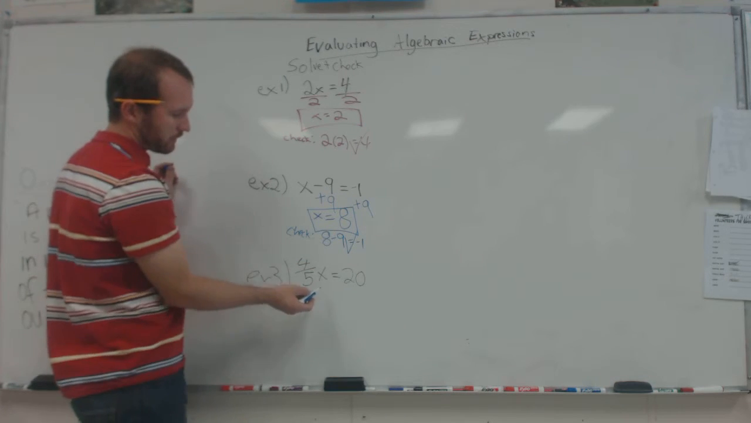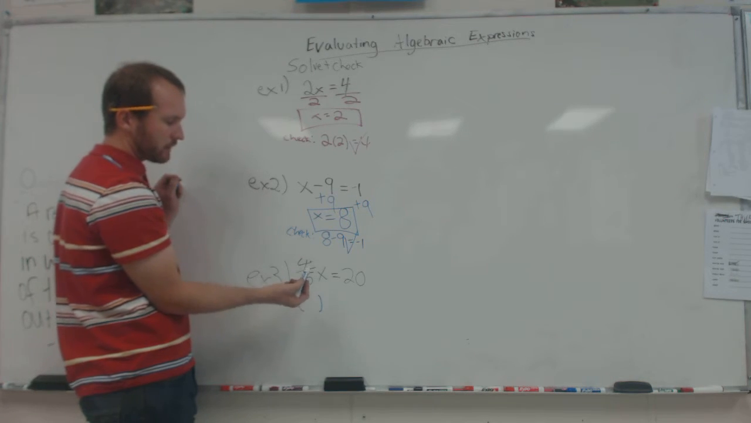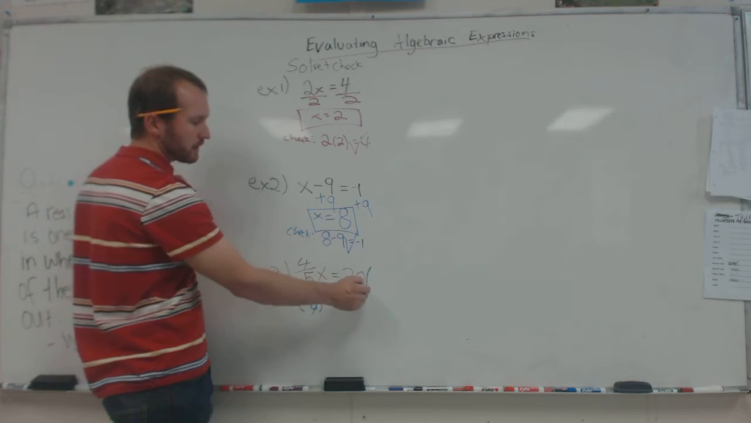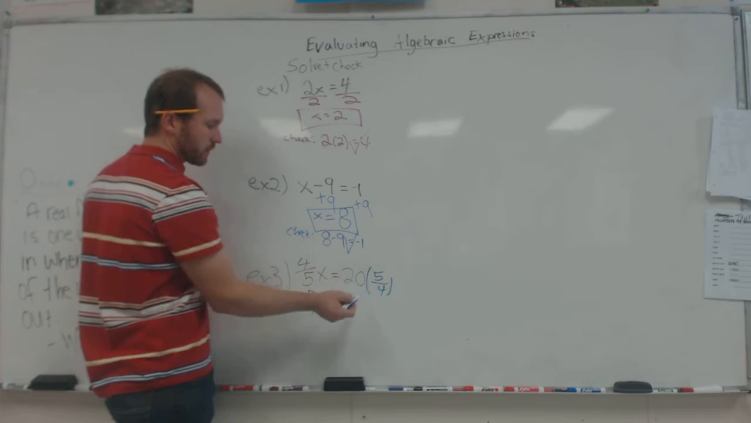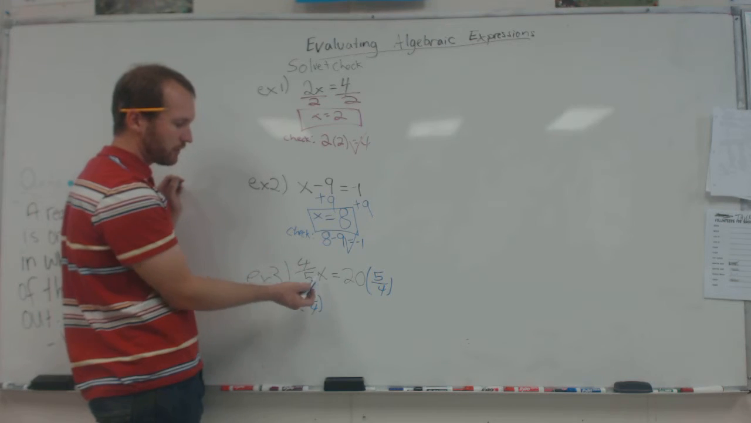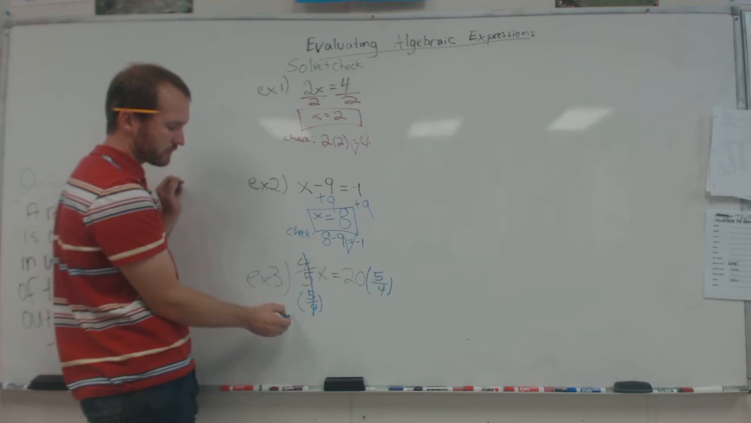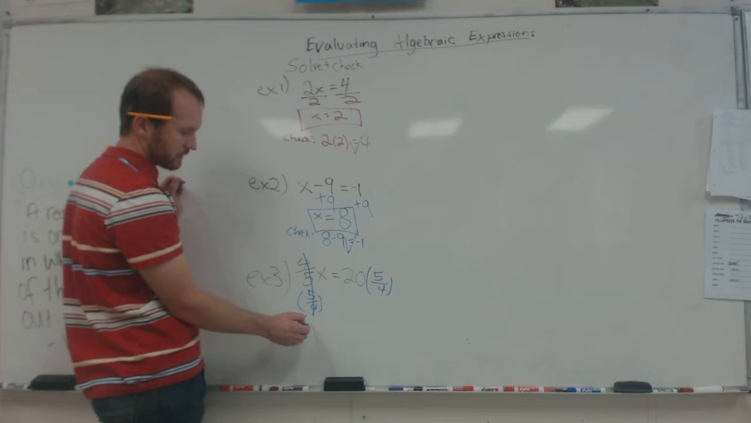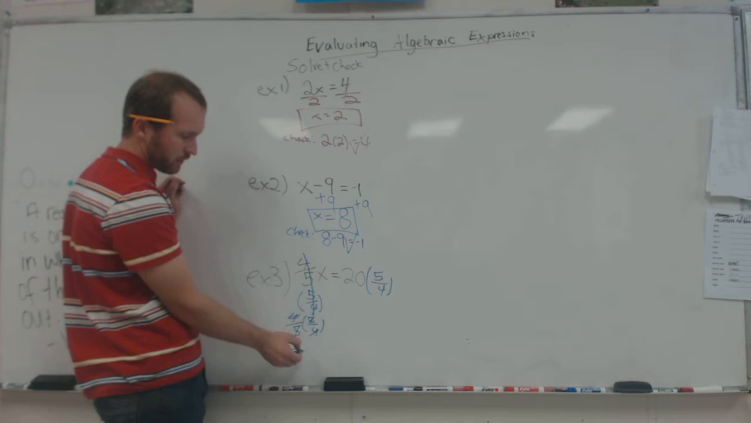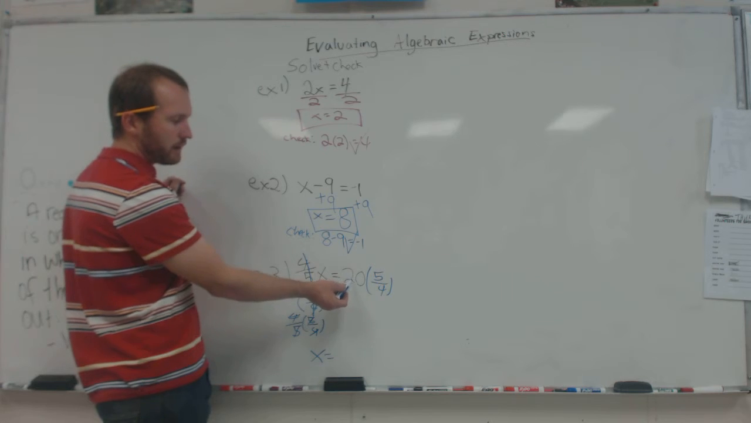Last one. How are we going to solve this? By dividing by 4/5. Yeah, dividing by 4/5, in other words, multiplying by 5/4. I think it's a little easier to think of it like this. When you have a fraction, multiply by the reciprocal. So this is going to cancel. 4/5 times 5/4. The 5 cancels the 5, and the 4 cancels the 4. All we have left is 1x, or just x, equals 20 times 5/4.